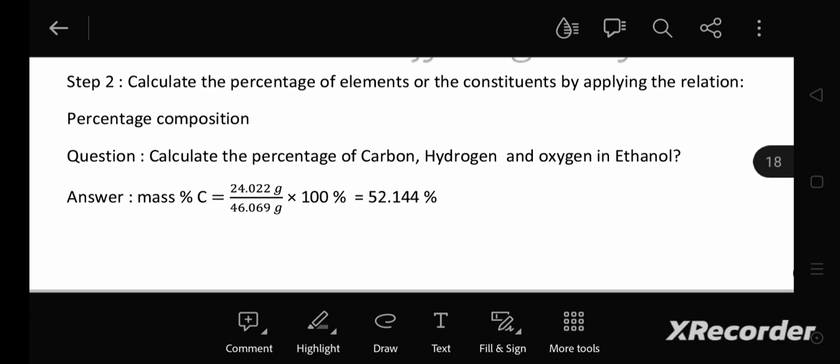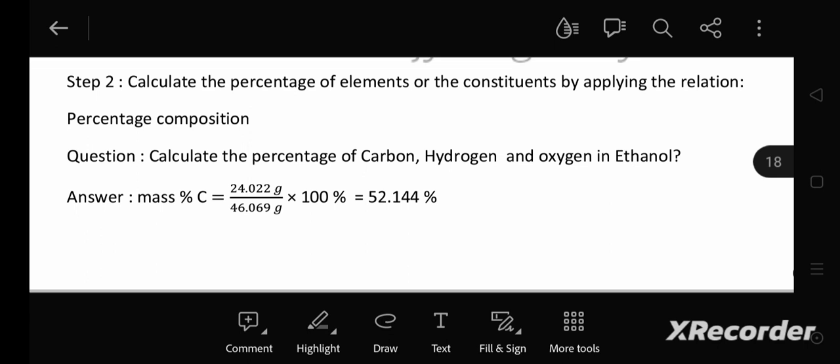So firstly, the step number 1 is, firstly we know the molecular mass of the ethanol. Now we know that the molecular mass of ethanol by calculating it by molecular formula. Now the formula of the ethanol is CH3CH2OH. Now CH3CH2OH, by adding all the element masses, you will get the molecular mass of ethanol is 46.